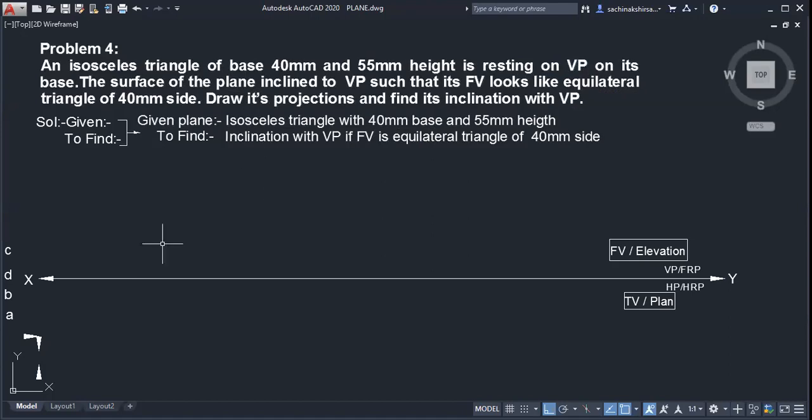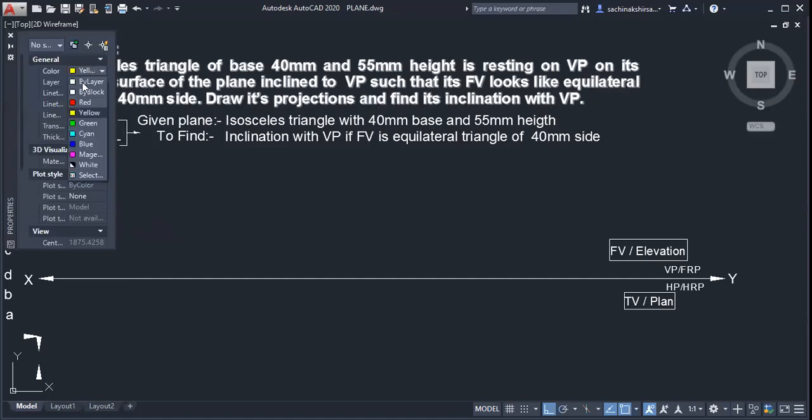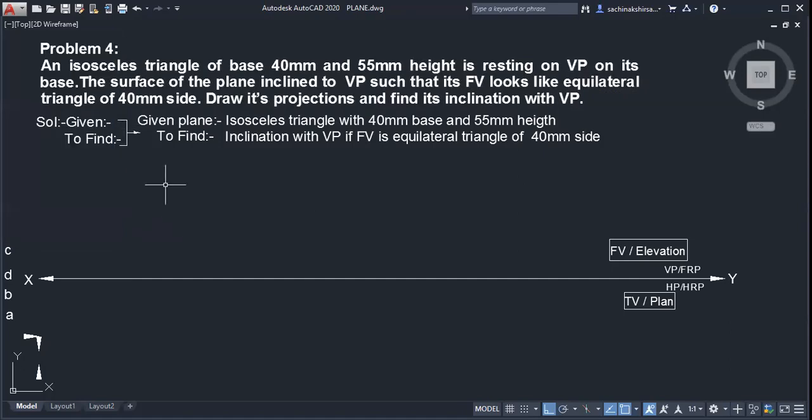So how much base is given? 40. So this is 40. And how much height is given? From the middle we have to take the height. It is 55. And then we just have to join. Afterwards we give the dimensions. Dimensions are most important. Immediately we have to give the dimensions, height and base. Just check whether you have given the dimensions. You can remove this for your information. And immediately you have to give names to this plane.